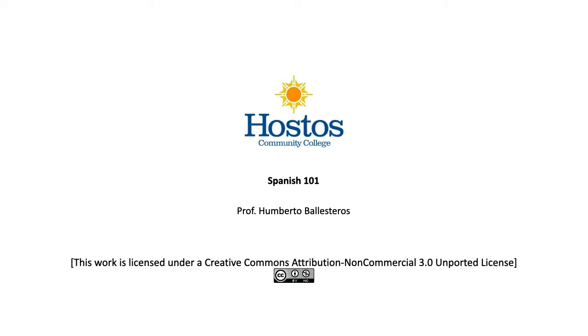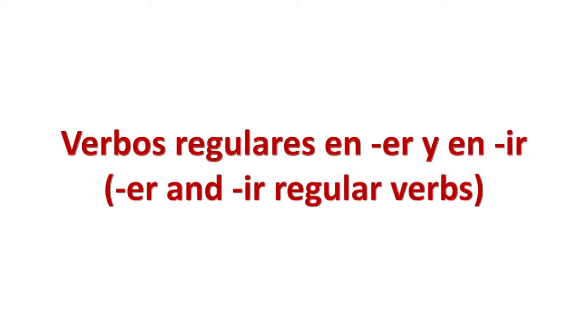This one is sort of a continuation of the two previous ones. I hope you recall that the two previous ones deal with regular ar verbs, and I told you that those were one of the three big groups of regular verbs that exist in the Spanish language. So in this video, we are going to cover the other two, verbos regulares en er y en ir, or in English, er and ir regular verbs, okay?